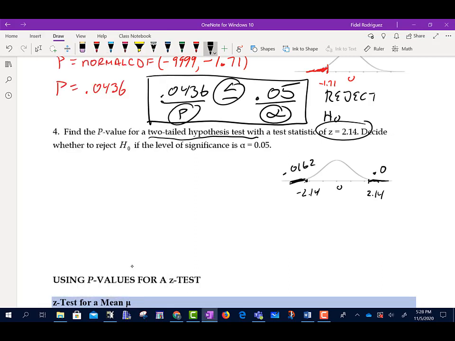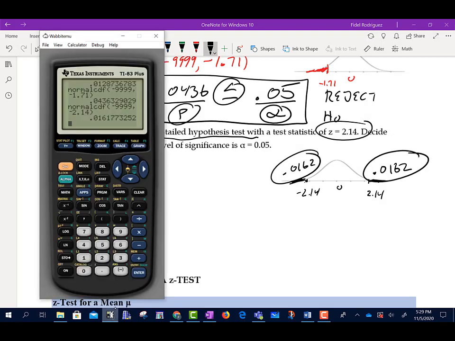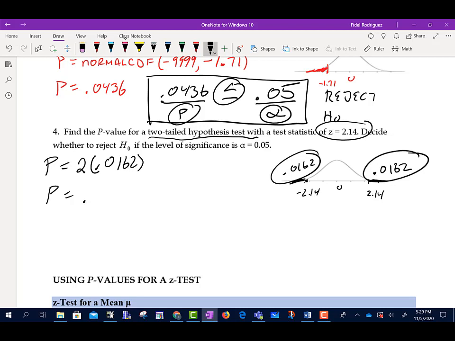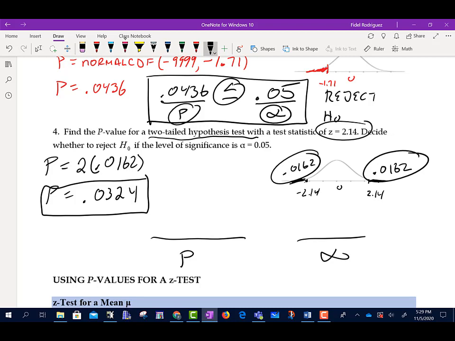That means that the area here is 0.0162 because these graphs are symmetric, right? So the way we find the p-value is we take twice, we add those two numbers together. So 0.0162 times 2 is 0.0324. This is my p-value. Why? Because we have a two-tailed test. So again, I'm going to do the same thing we've done before. I'm going to compare my p with my alpha.